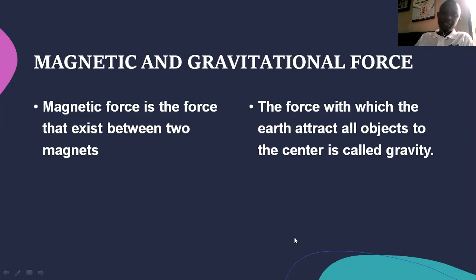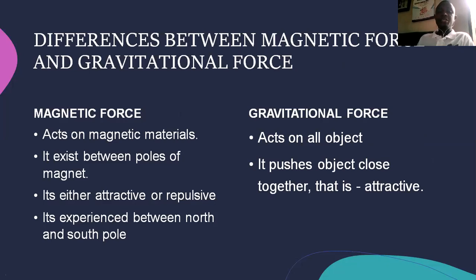Okay, now let's move on and see the differences between magnetic force and gravitational force. So these are the differences. For magnetic force, it acts on magnetic material. It won't act on wood. It won't act on glass. But anything that is iron, ferromagnetic material, steel, and so on.